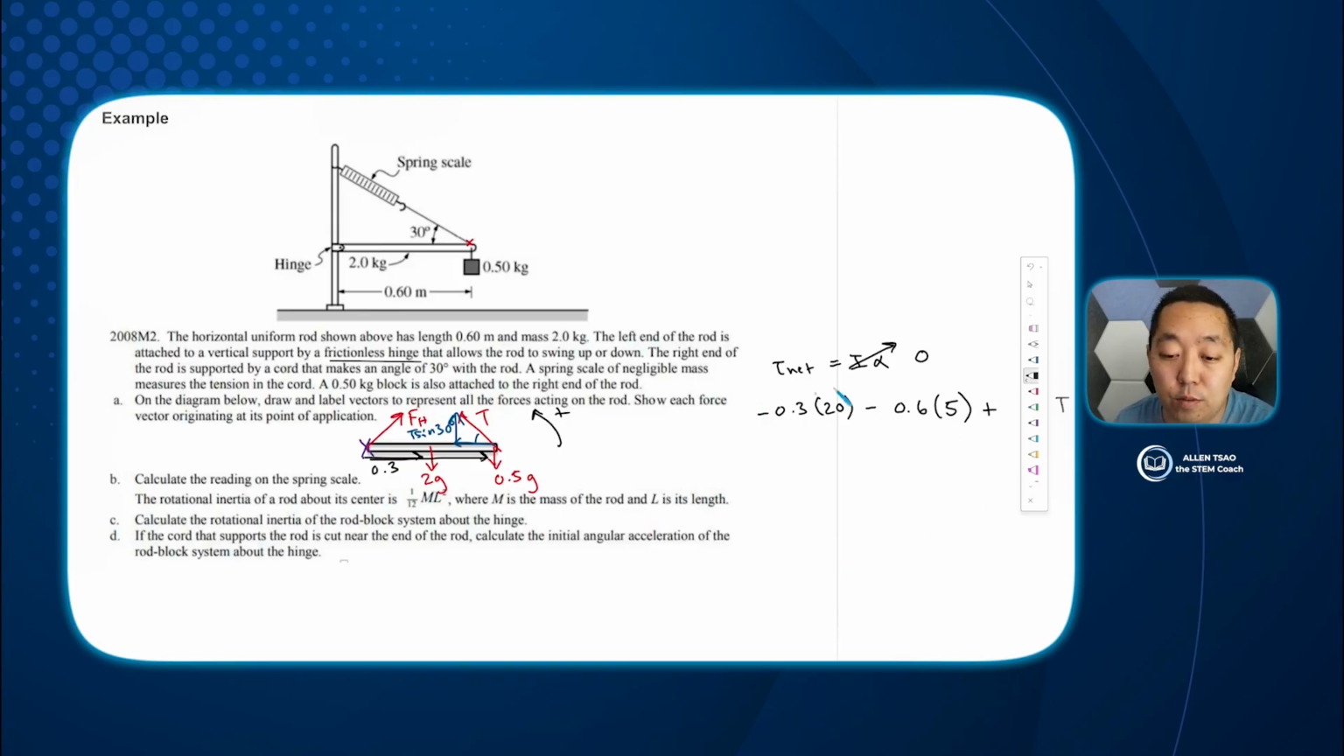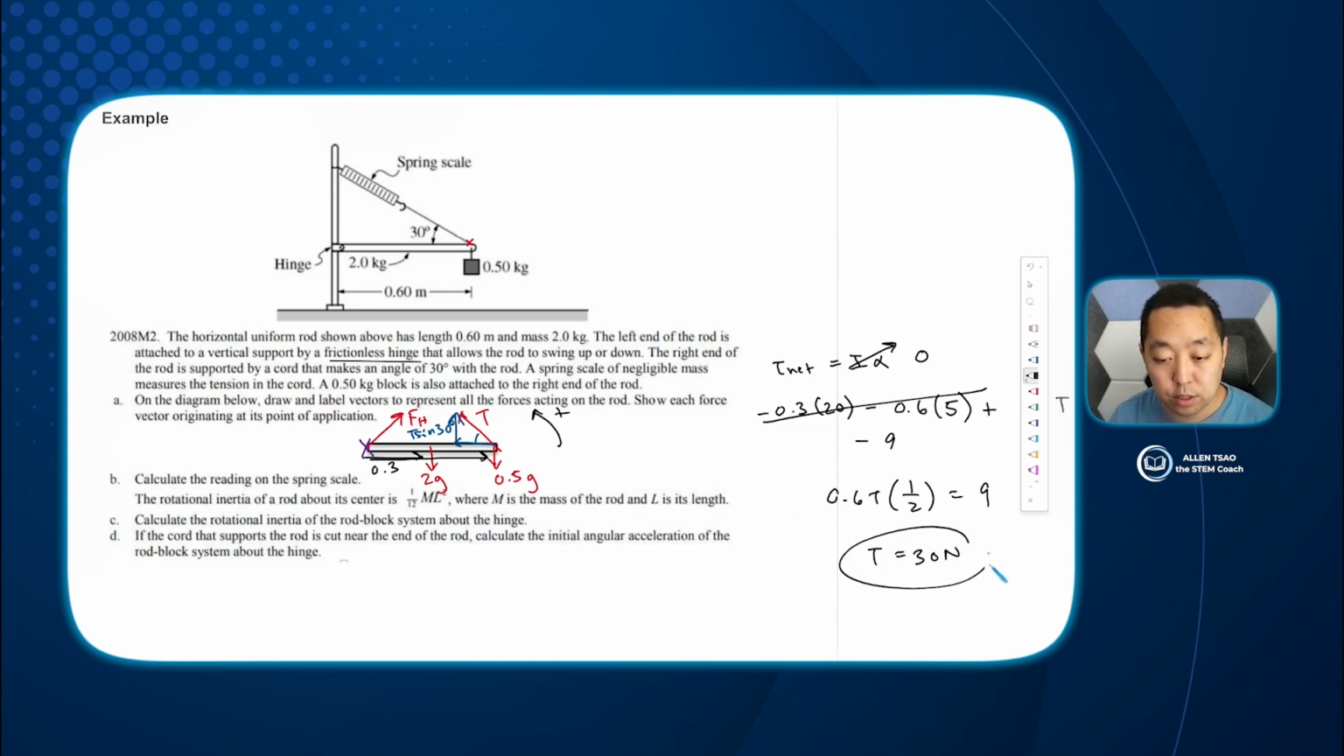And then we're just going to solve for this. So this is minus 6 minus 3. So this is minus 9. So move it to the other side. So 0.6 T and sine of 30 degrees is 1/2 is equal to 9. So the T is going to be 18 divided by 0.6, which is going to be 30 newtons here.